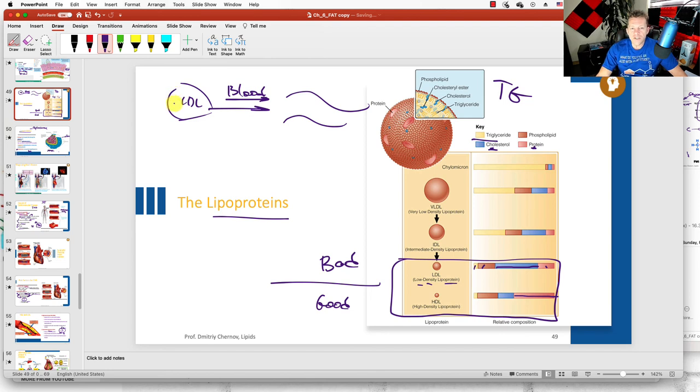Why? We need cholesterol for structural purposes: hormones, steroid hormones, regulatory molecules, ligands that bind the receptors on the cells. So we need cholesterol. But if too much cholesterol is being packed into many LDLs, it's like buses going from point A to point B, delivering. So your body will accumulate those free fats.